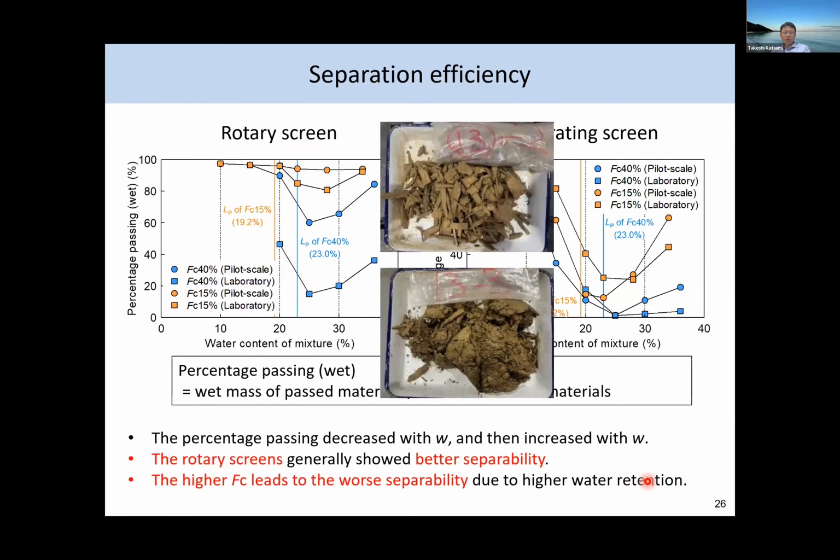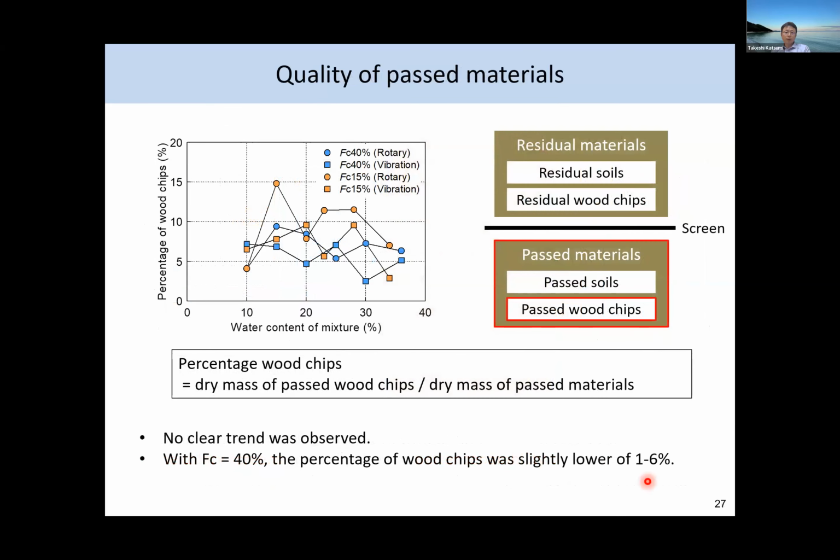So these are the situation of the materials. And over the screen we have residual materials, and below the screen we have past materials. If we focus on the past wood chips, which is the quality of the recovered soils, if we have a large amount of past wood chips, the quality of the recovered soil is not good. So we are sorry that we do not have a clear trend either with the water content or types of screen or the fines contents. But with the fines contents, percentage of wood chip was slightly lower of 1 to 6 percentage.